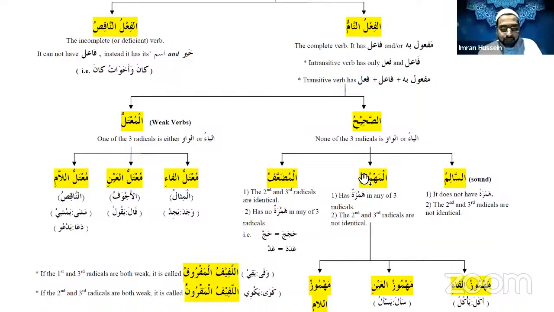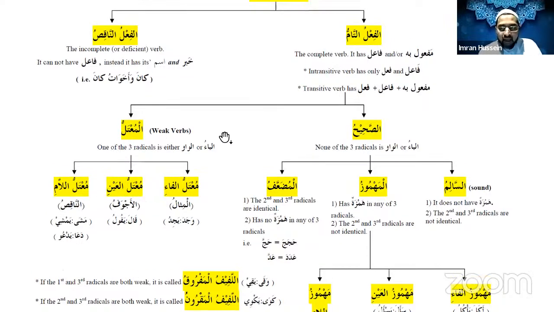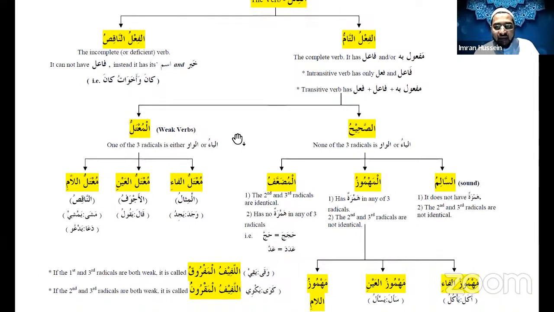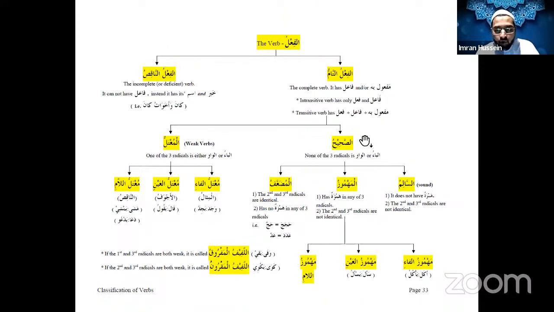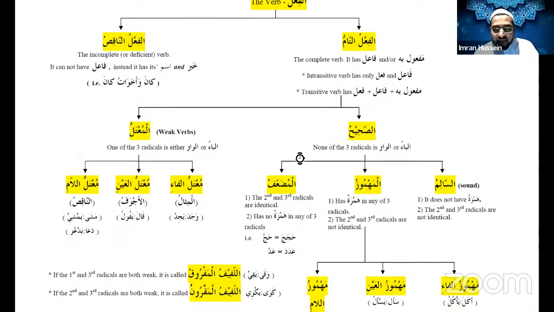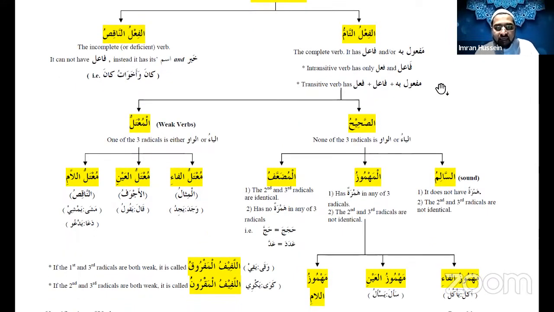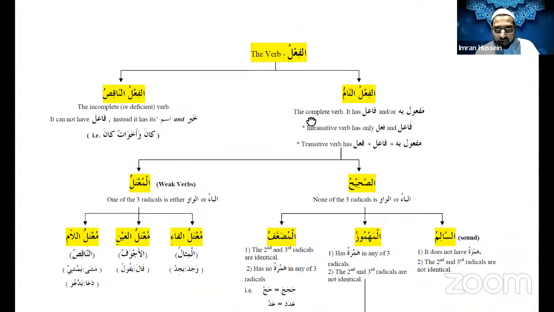Right. So mu'tal fa, mu'tal ayn, mu'tal lam. So this is called mu'tal. Now the opposite of mu'tal are verbs which have no ya or waw, which is called as-sahih. The opposite of mu'tal is as-sahih. As-sahih means that the verb does not contain alif or waw or ya.